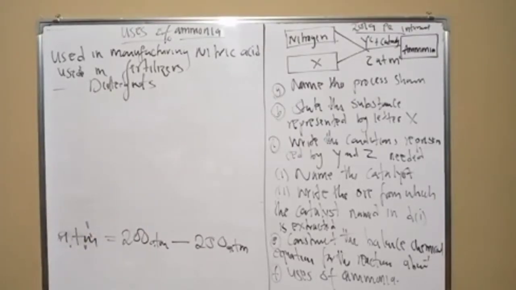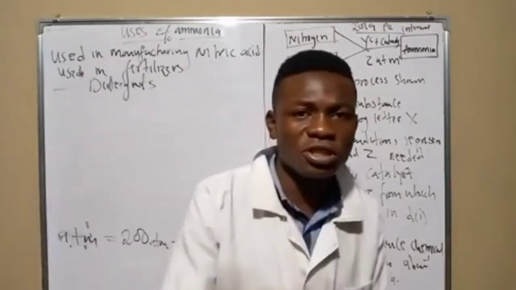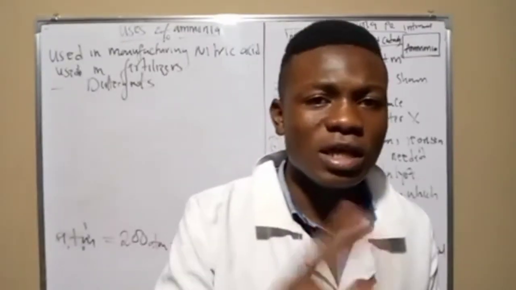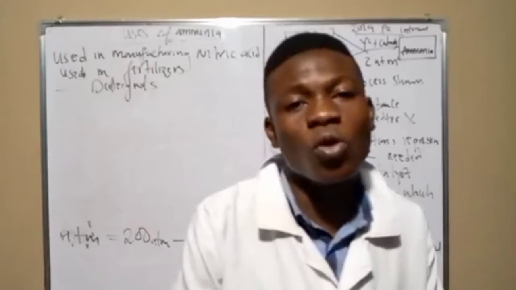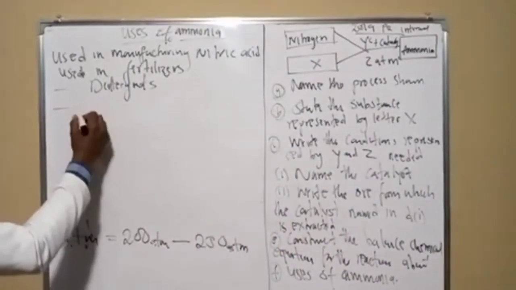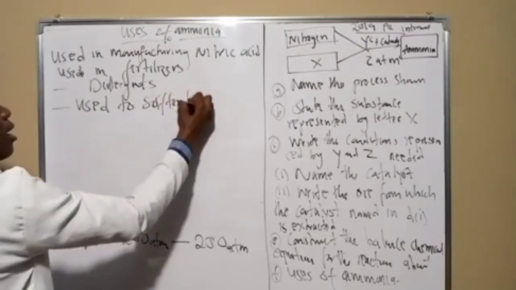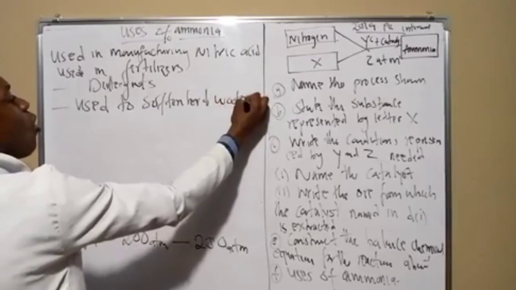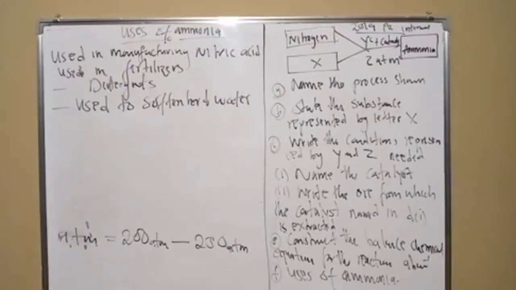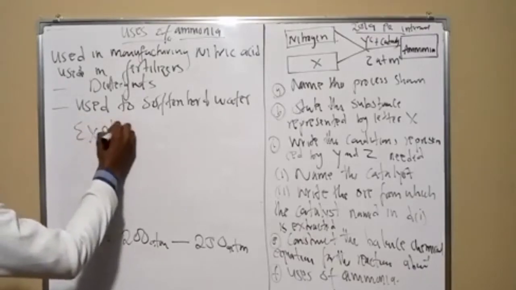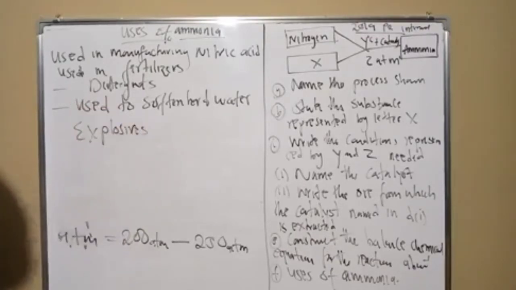It is used to soften hard water. There are two types of water, hard water and soft water, and I'll teach you this in the group. So ammonia is used to soften hard water. It is used in fertilizers. It is used in explosives. These are the uses of ammonia. Very clear.